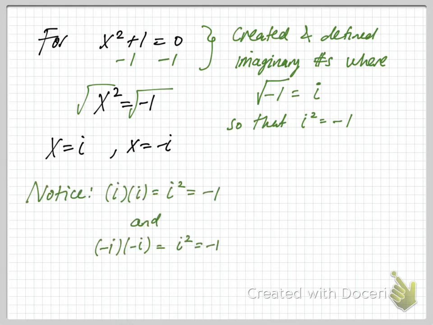And that's because when you multiply i with i, you get i squared, which by definition is going to give you -1. And when you multiply a -i with a -i, it becomes a positive i squared, which by definition also equals -1. So the number that you would need to satisfy this equation is not a real number, but it's an imaginary number.